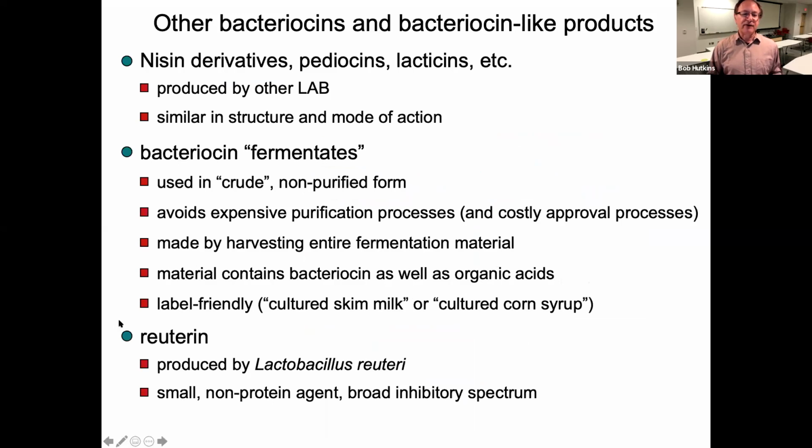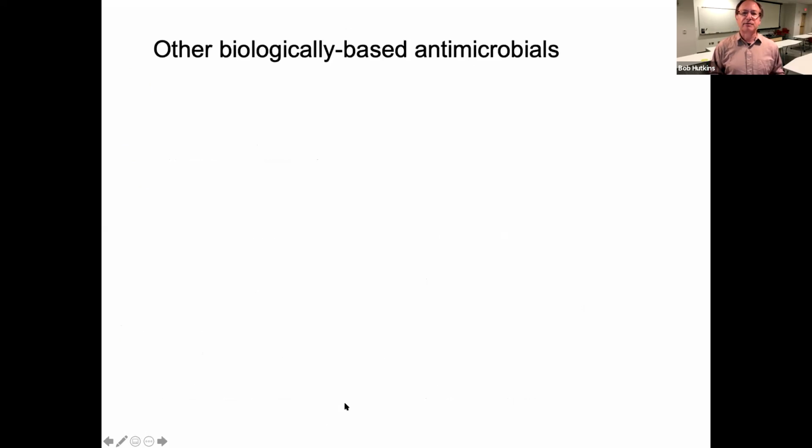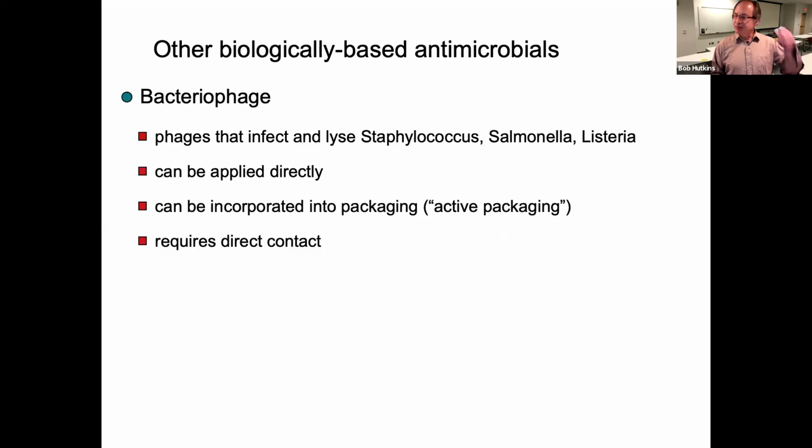And I just want to briefly mention reuterin. It's produced by some strains of Lactobacillus reuteri. It also is inhibitory. It's not a protein, and it hasn't been commercial. It's been tried to be commercialized. I won't say too much more about that. And then there are yeast-produced things similar to bacteriocins that are called killer toxins, and they have some application in the wine industry.